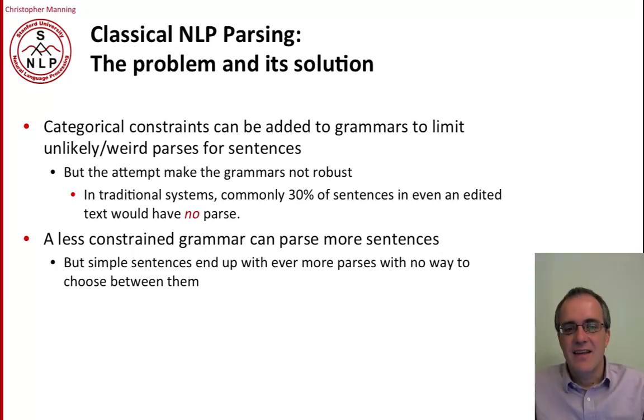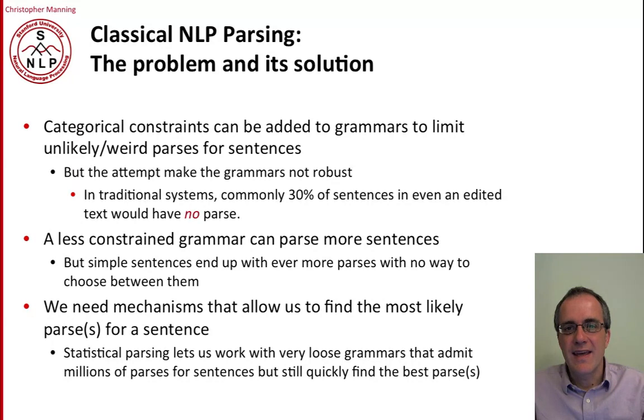But on the other hand, if you made the grammar looser so it could parse more sentences, what you found is that even extremely simple sentences started getting more and more unlikely and weird parsers, and you didn't have any good way to choose between them. So what we need is a system of grammar that's flexible enough that it can deal with the flexible ways in which humans use language in their daily life, but is predictive enough that it will allow us to choose the correct or likely parse for a sentence. And so that's precisely what the statistical parsing systems that we'll look at in these lectures allow us to do.